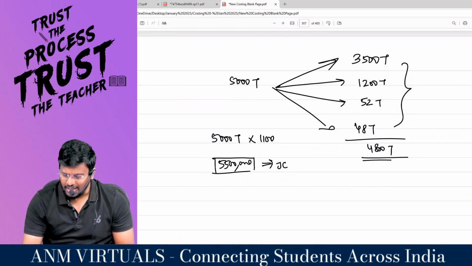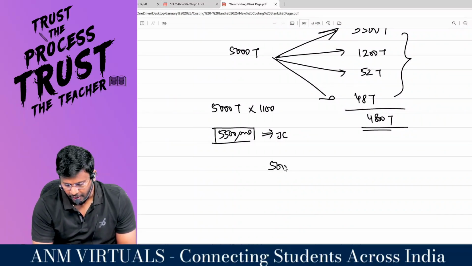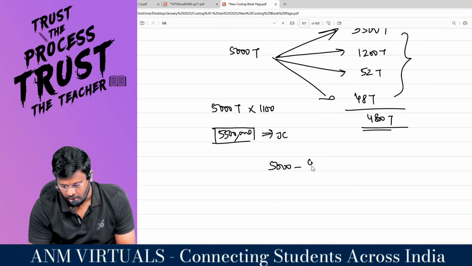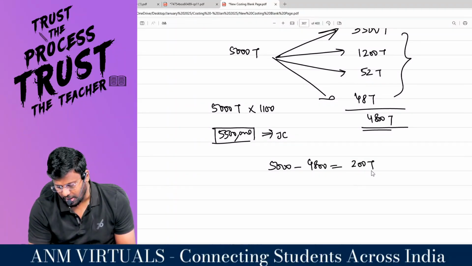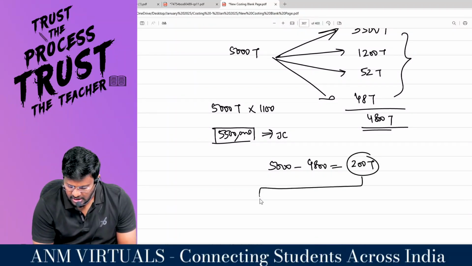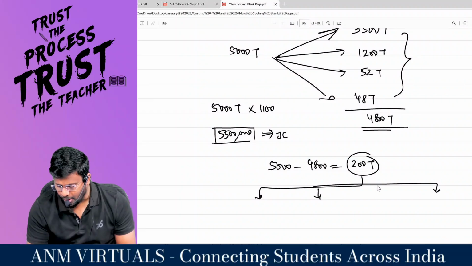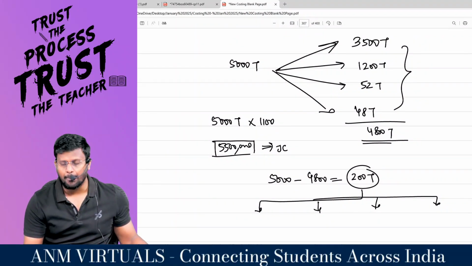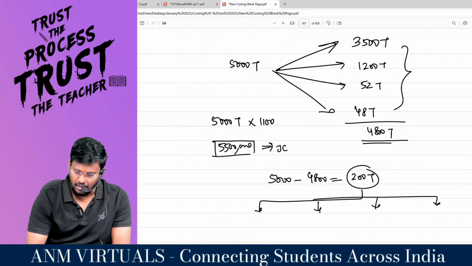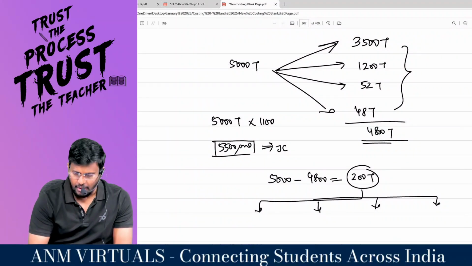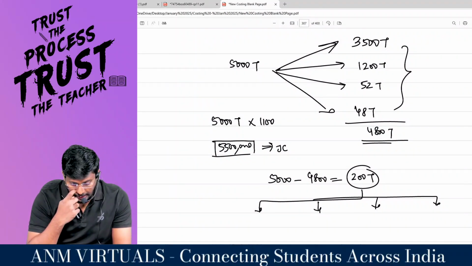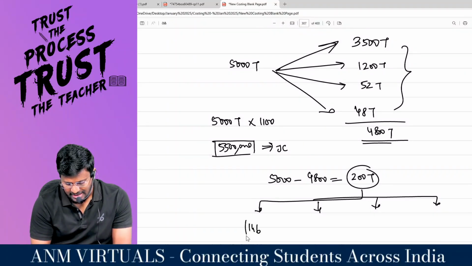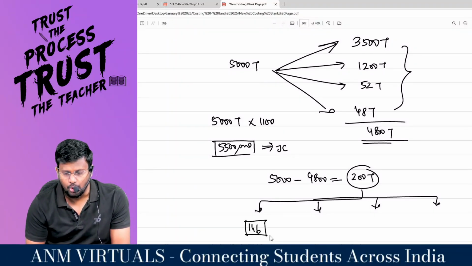That's why what I have to find out is 5000 minus 4800 ton, which is 200 ton, my normal loss. This is the normal loss of the four products, so that has to be apportioned based upon the output. Correct? So 200 into 3500 divided by 4800 comes to 146 is the normal loss attributable to the first product.